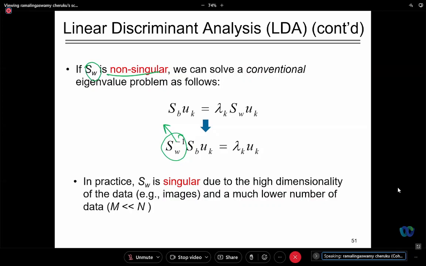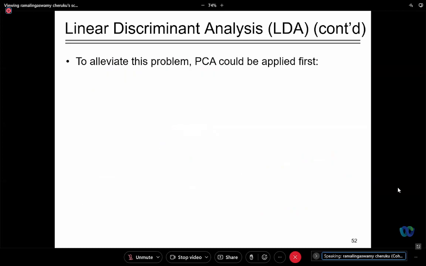In practice, SW is singular due to the high dimension of the data, because SW is the scatter within the data. Most of the time SW is singular due to high dimensionality, especially in image data sets with a much lower number of samples. When the number of dimensions is high and the number of samples is low, there is a high chance that SW will be singular. To alleviate this problem, PCA can be applied.